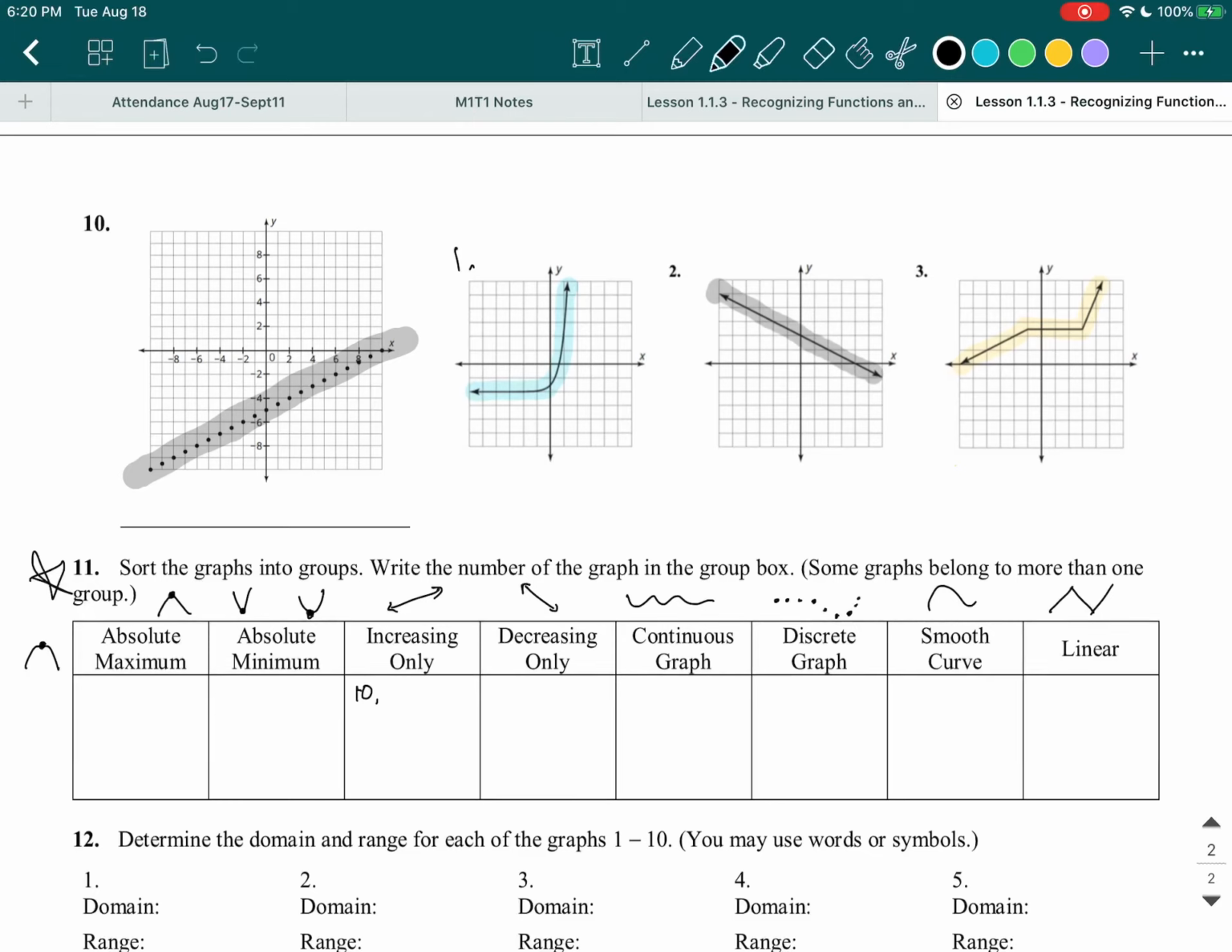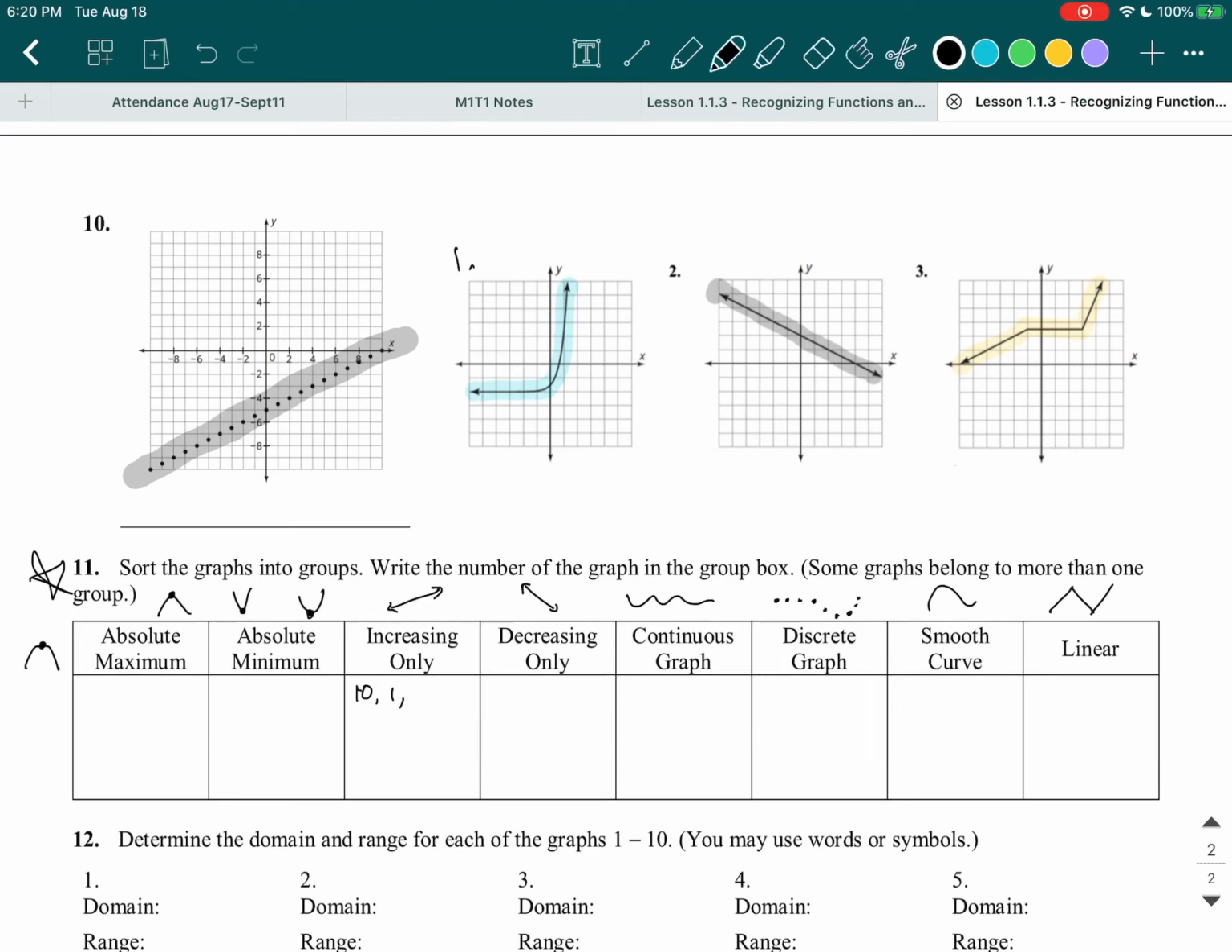What about number 1? Let's take a look at number 1, this blue graph. We start off kind of flat-ish, and then we go upwards. Let me tell you that this is increasing only. Even though it looks flat over here, it's actually just very slightly increasing a little bit every single time. I know you can't see it, so I need you to take my word for it. This is increasing only, so we put number 1 over here.